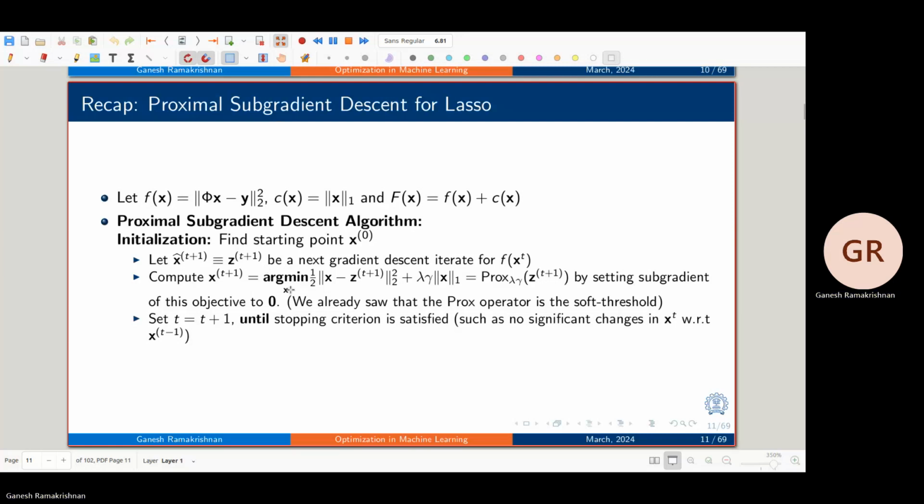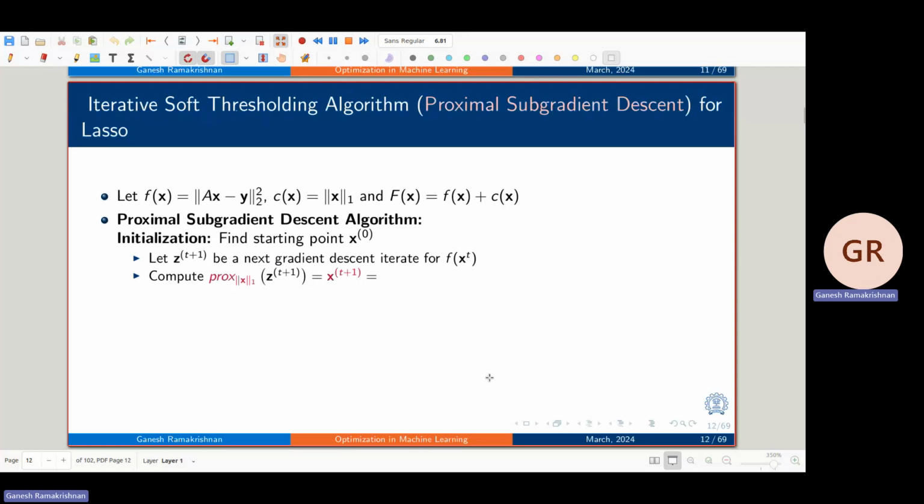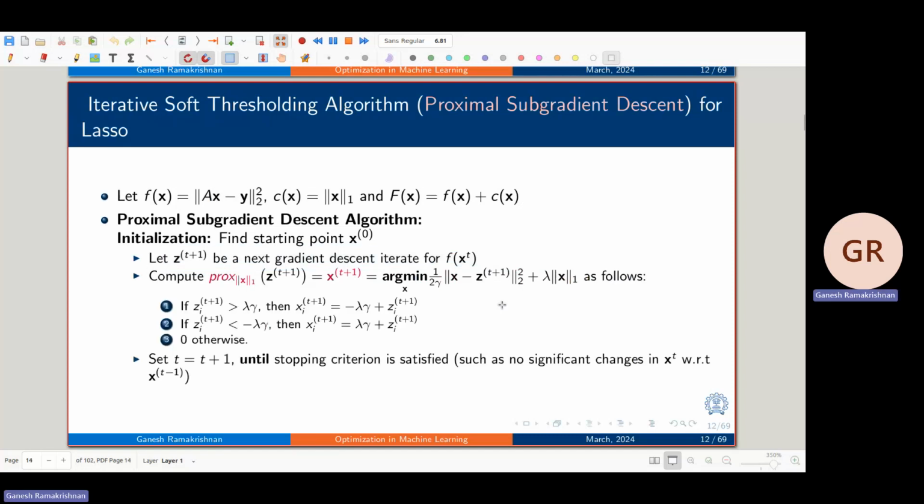Compute z_{t+1}, which is the gradient descent update from the previous iteration. Then do a prox using a soft thresholding objective. And then update your x_{t+1} for the next iteration. Right? So this is how it will proceed. So z_{t+1} is the next gradient descent iterate, compute the prox operation on z_{t+1} using soft thresholding. These are the 3 steps which we have discussed several times already, and then move to the next iteration.